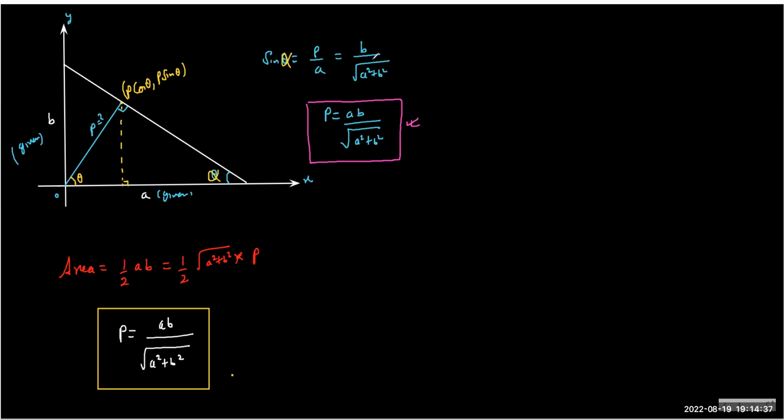And if that is the coordinate, it must satisfy the line equation. So what is the line equation, guys? X by A plus Y by B equals to 1. So any point on the line must satisfy this equation. So I can substitute X by P cos theta. I can substitute Y by P sin theta. And this must give me 1.